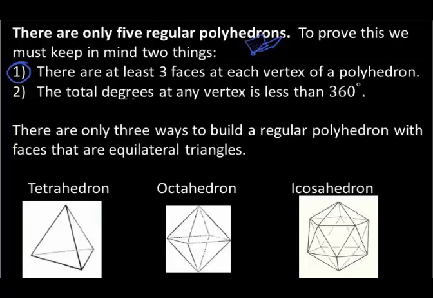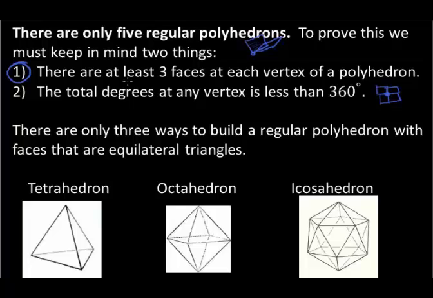Two, the total number of degrees at any vertex has to be less than 360. For example, imagine if we took 4 squares and put them together, joining them at that vertex. Well, they would lay flat on the table. They wouldn't give us the 3D that we want. So the total number of degrees at any vertex has to be less than 360. This would be 4 times 90, or 360, and you see it doesn't give you a 3D corner.